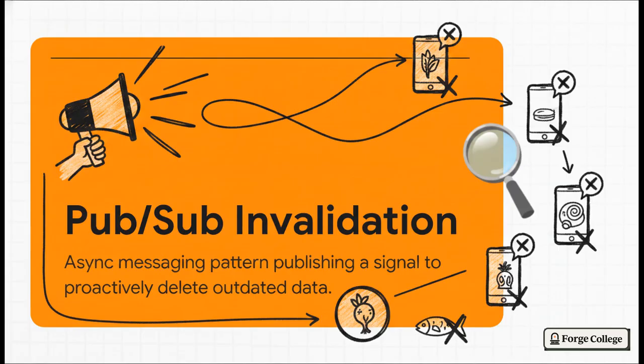All the other nodes, our subscribers, hear that signal and proactively delete their outdated data. Going back to our restaurant analogy for a second, this is literally like a kitchen group chat. The second an ingredient goes bad, a notification pings everyone's phone instantly, telling them to just throw it out.